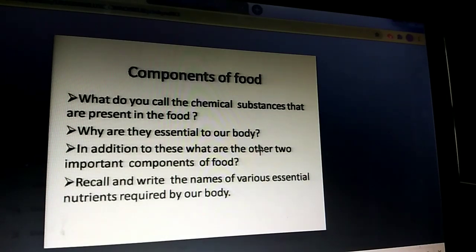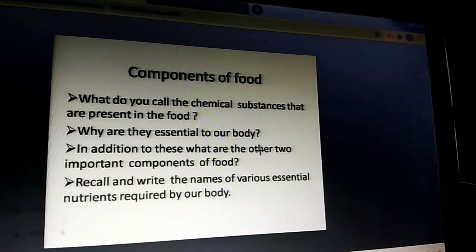Now, a small warm-up activity for you children. In the components of food, some questions I'll be asking based on what you have learned last year. So, coming to the components of food, the questions given are: what do you call the chemical substances that are present in the food? Why are they essential to our body? In addition to these, what are the other two important components of food? You can recall and write the names of various essential nutrients required by our body.